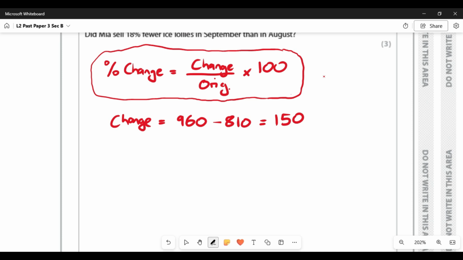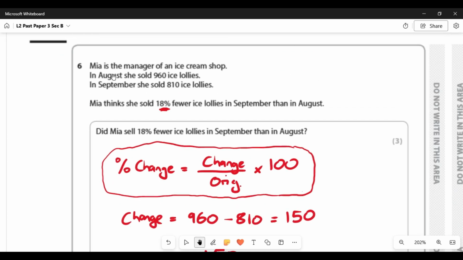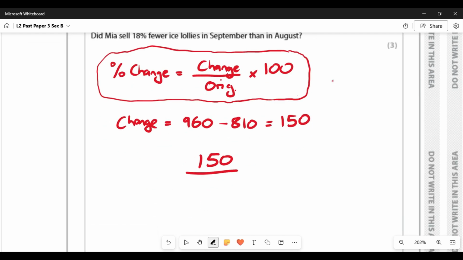So the change, which was 150, over the original, let's just double check what it was originally. Well, August comes first, that's what it was originally, so 960, that goes at the bottom of your fraction, and then you just times by 100. Let's see what we get. So 150 divided by 960 times 100.